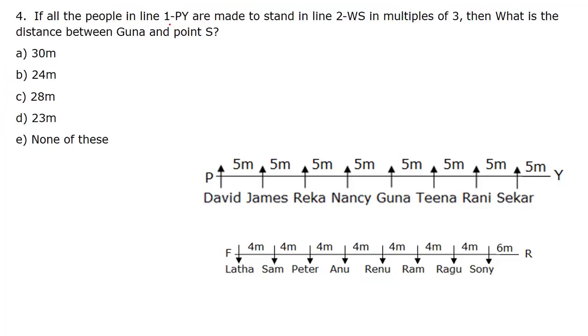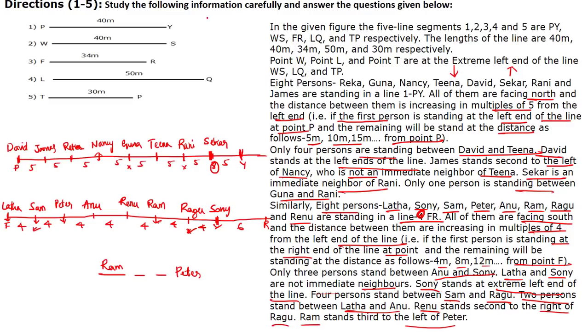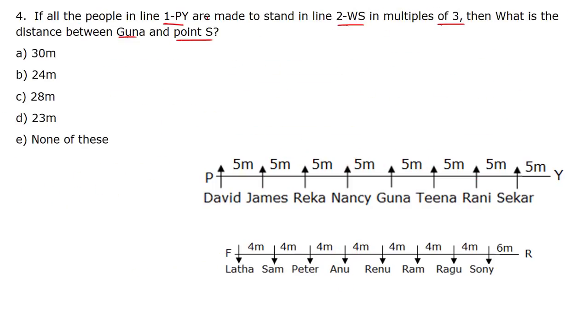If all the people in line 1 PY are made to stand in line 2 WS in multiples of 3, then what is the distance between Guna and point S? Firstly we need to check out the distance between W and S. The distance between W and S is 40 meters.